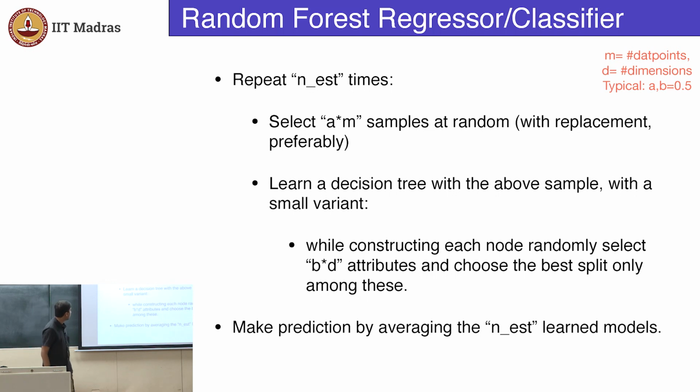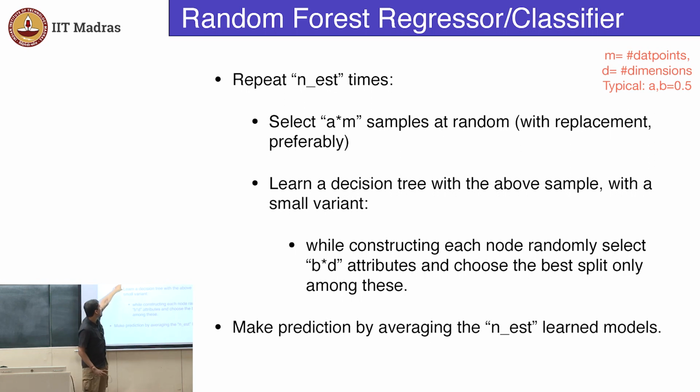So here is an algorithm, a pseudocode, so to speak. You have 2 parameters, A and B. A represents the fraction of data that you take to construct each decision tree, and B represents the fraction of attributes that you take to construct each node of a decision tree. A typical A comma B can be 0.5. So this is what you do. Let's say your goal is to construct 100 decision trees. So your n s would be 100.